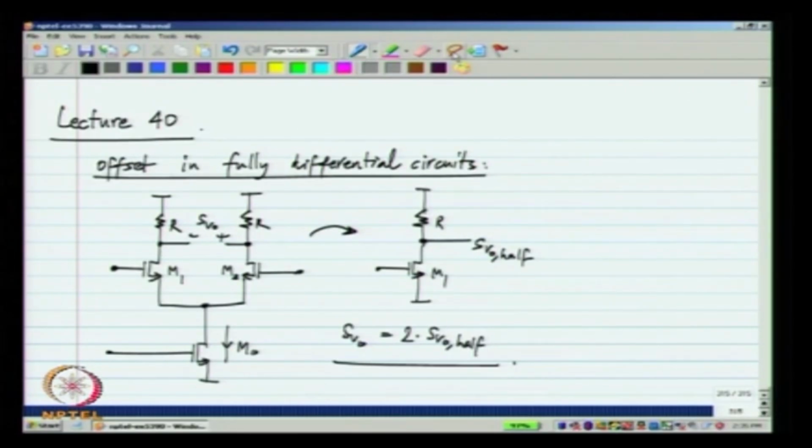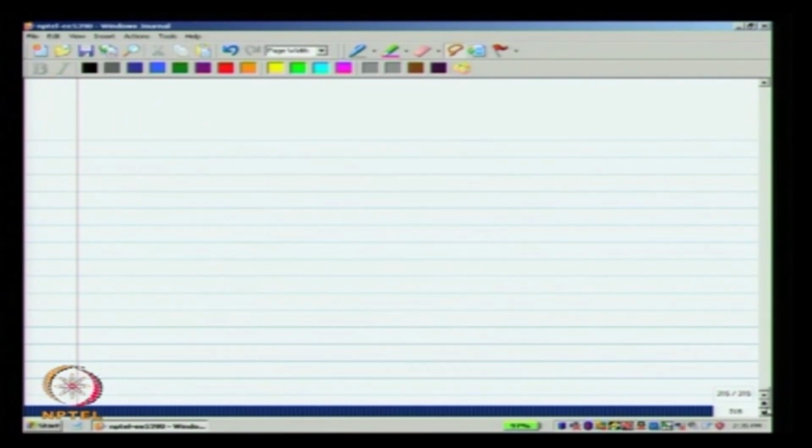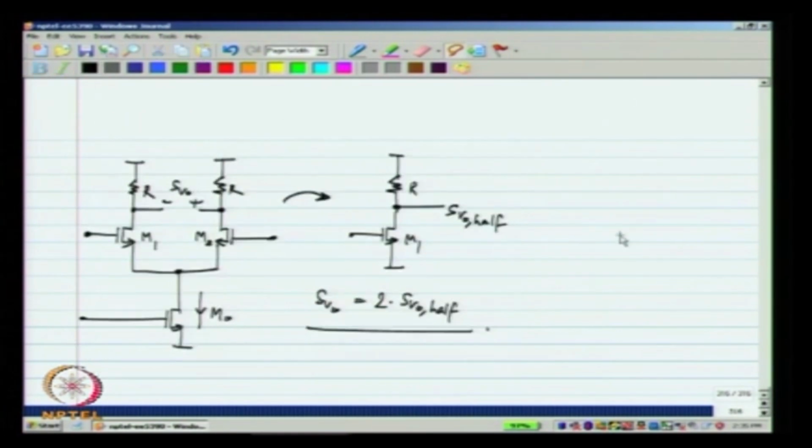Similarly, as far as the offset is concerned, let us consider the offset here. The offset in presence of mismatches will be some DC voltage VOS, and here I am calculating it at the output. It can be referred to the input by dividing by the gain. So, that is the output offset.